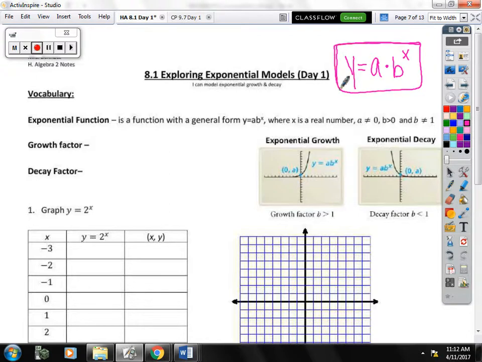This is going to be our main focus of a general form equation for the next couple of days. We've actually never looked at these before because we've seen x to the second power, but we've never seen 2 to the x power, where the exponent is a variable. So that's what the definition is. It's just something that's in that format. Okay. Now there's two types.